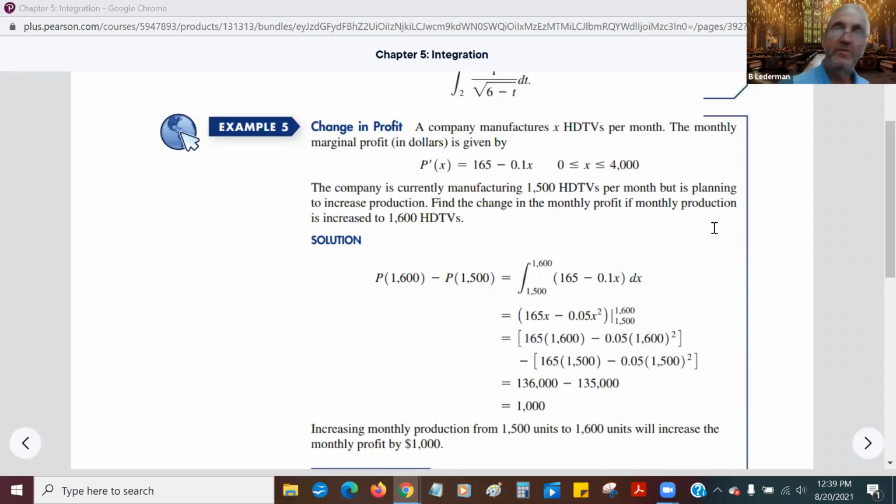Here we have a company that manufactures x HDTVs per month. The monthly marginal profit is given by P prime of x is equal to 165 minus 0.1x, and x goes between 0 and 4,000. Those are just the numbers that we have. The company is currently manufacturing 1,500 HDTVs per month, but is planning to increase production. Find the change in the monthly profit if monthly production is increased to 1,600 HDTVs.